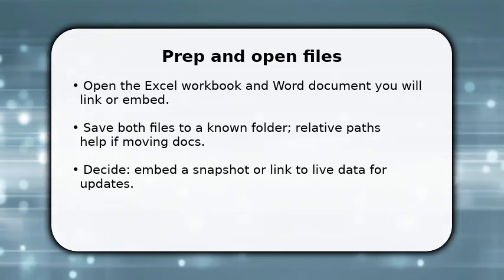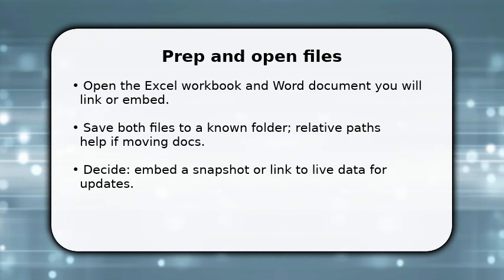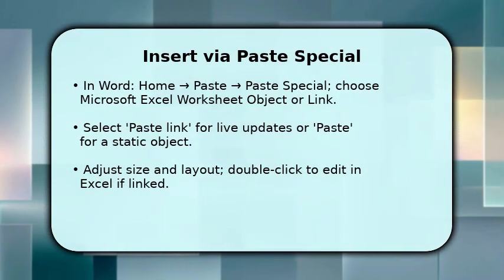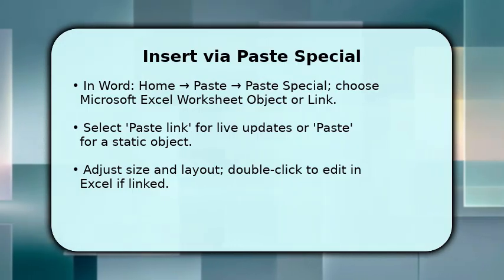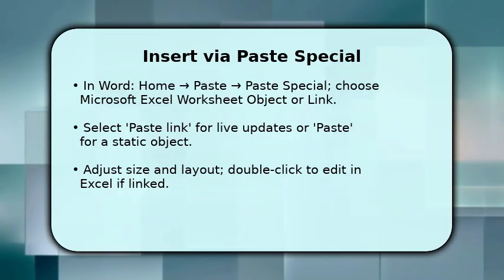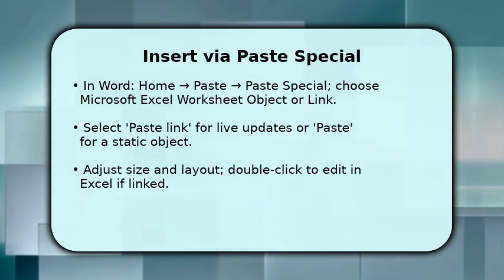Now perform Paste Special. In Word, choose Home, Paste Special. Pick Microsoft Excel Worksheet Object and select Paste Link if you need updates from Excel, otherwise choose Paste. This creates an embedded object or a linked object depending on your choice.